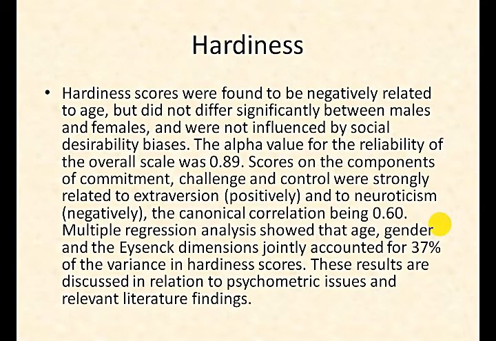Scores on the components of commitment, challenge, and control were strongly related to extraversion positively and to neuroticism negatively. The canonical correlation was 0.60. Multiple regression analysis showed that age, gender, and the Eysenck dimensions jointly accounted for 37% of the variation in hardiness score. These results are discussed in relation to psychometric issues and relevant literature findings.